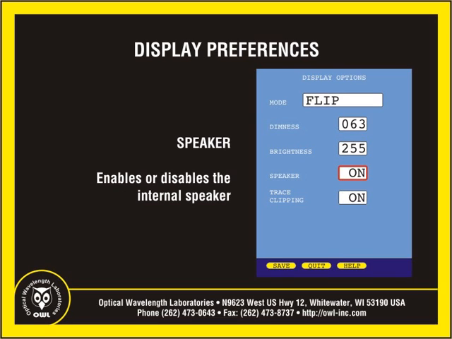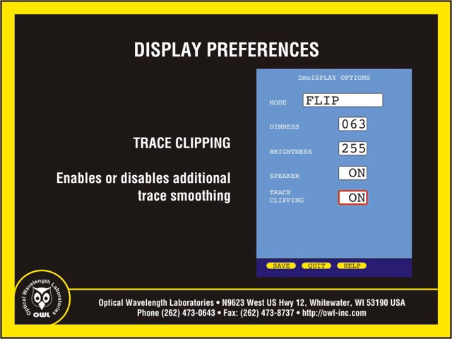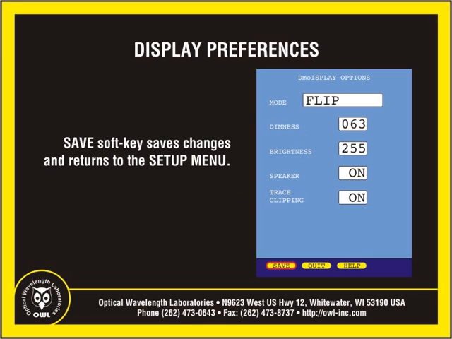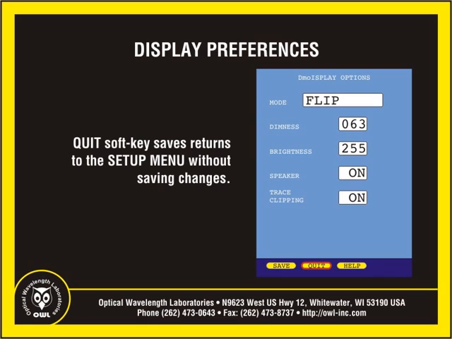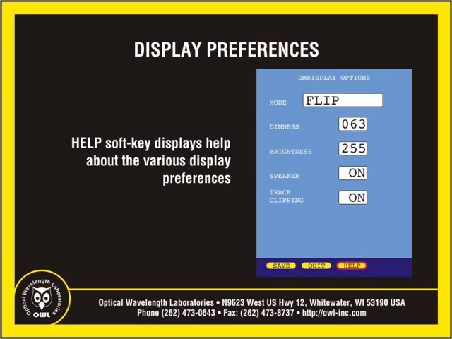The Speaker option turns the internal speaker on or off. The Trace Clipping option can be set to on or off. Trace clipping is an advanced feature that smooths out the OTDR trace, making smaller events more easily detectable. If any of these options have changed, press Save to save the changes and return to the Setup menu. Press Quit to return to the Setup menu without saving changes. Press Help to access help about the various display options.